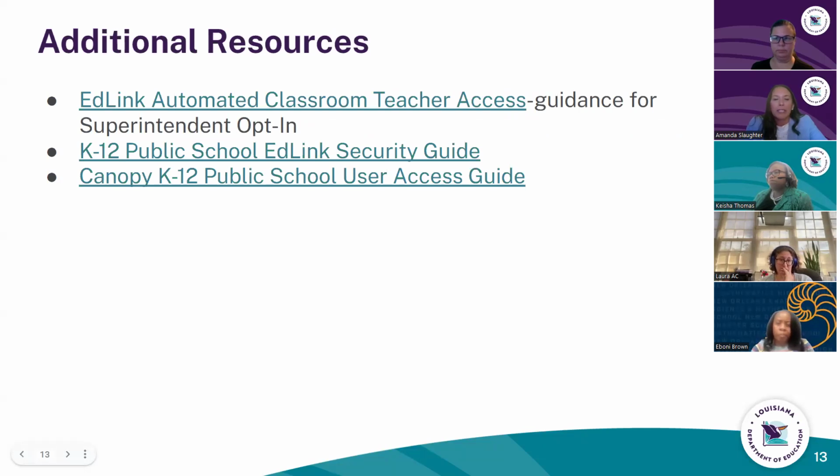A couple more links here: guidance for the superintendent to opt in, and then the steps for Canopy and EdLink. And that is all I have. Some of these steps, the very beginning steps, are the same for LES, of making sure users have their MILA and their user profile. And then from there, the permission requests are different in regards to getting access to the Louisiana Evaluation System.